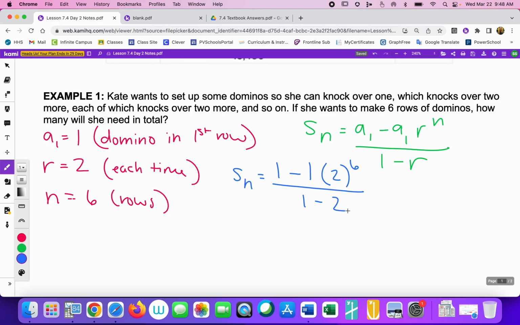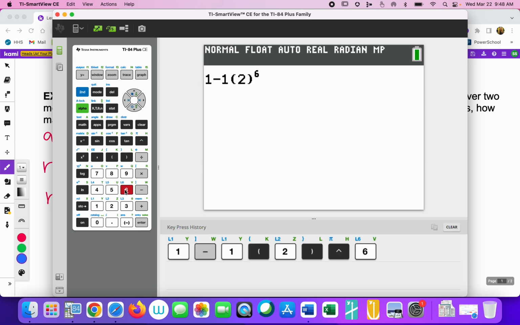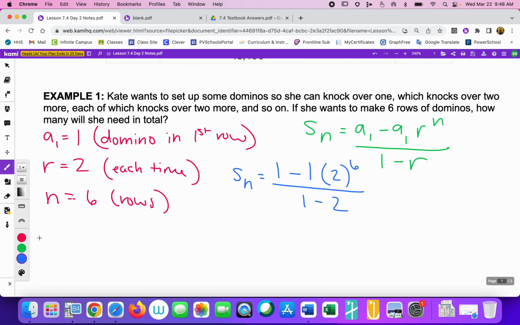Now I'm going to let the calculator do the rest of it. Okay, we're going to simplify the numerator down within the calculator. So enter it in exactly as I wrote it. 1 minus 1 times 2 to the 6th power, just like that. Okay. What does that come out to? Negative 63.